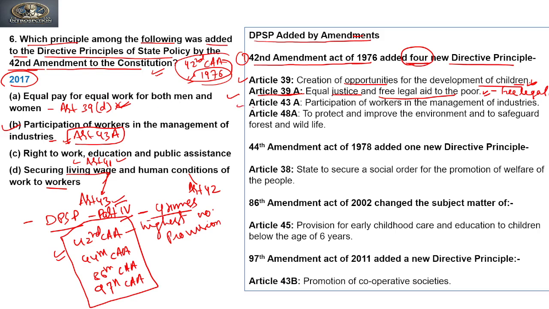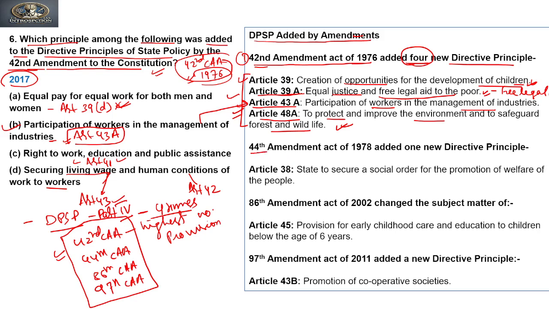The next, Article 43A, talks about participation of workers in the management of industries, and option B is related to Article 43A. The next article added by the 42nd was 48A, and this talks about protecting and improving the environment and safeguarding forests and wildlife. So these are the 4 articles which were changed or added by the 42nd Constitutional Amendment Act.